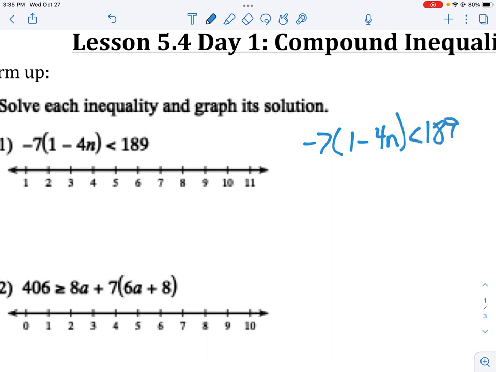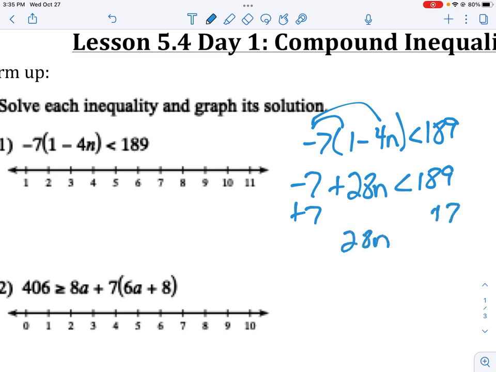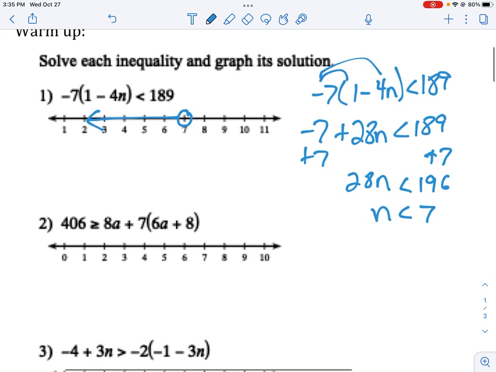Okay, so you can do 2 things. You can either divide by -7. I'm going to distribute first. So we're going to get -7 plus 28n is greater than 189. Add 7. So 28n is less than, I think I said greater than earlier, but less than 196. And then divide by, ooh, that looks all sorts of jumbled. Divide by 28, we keep the sign, and that's going to get me 7. It's an open circle on 7, and it's going to the left towards the smaller numbers.